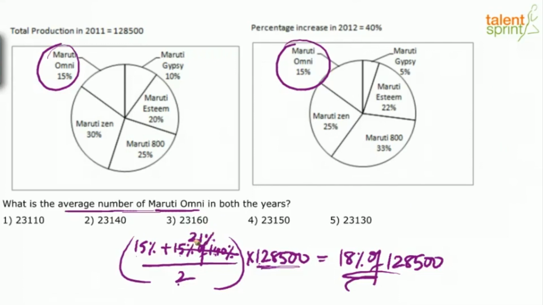Now 15% plus 21% is 36%. 36% by 2 is 18%. 18% of 1,28,500. Now after this, again is your lookout.